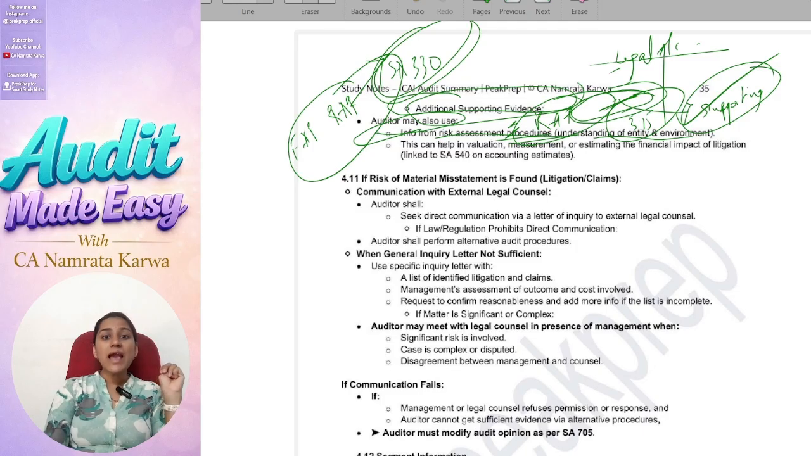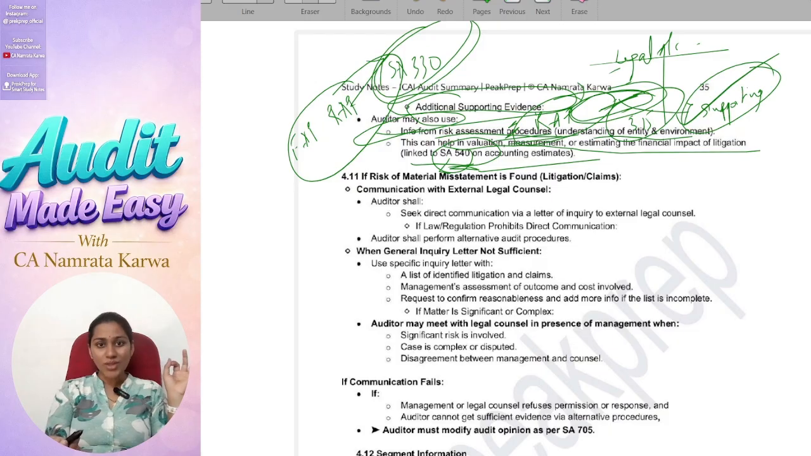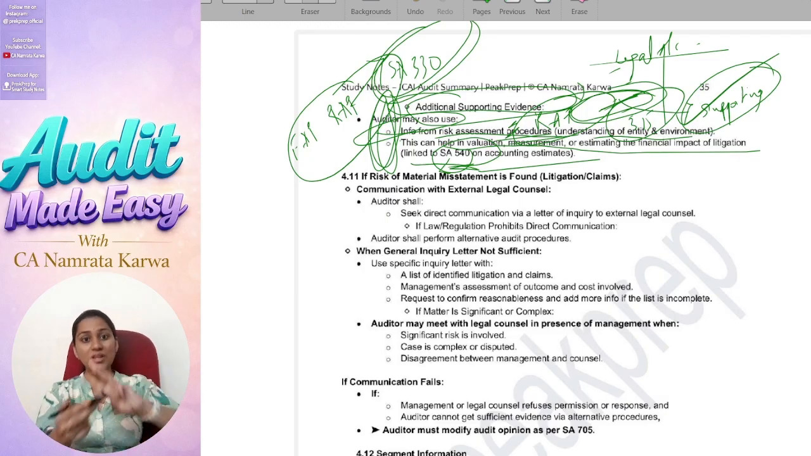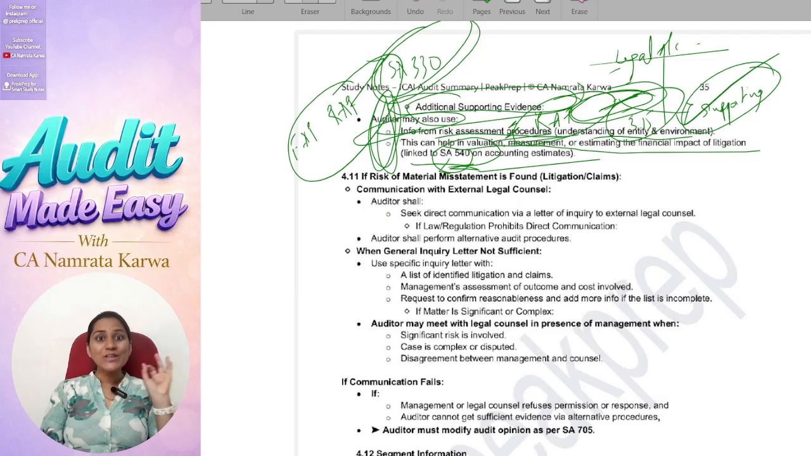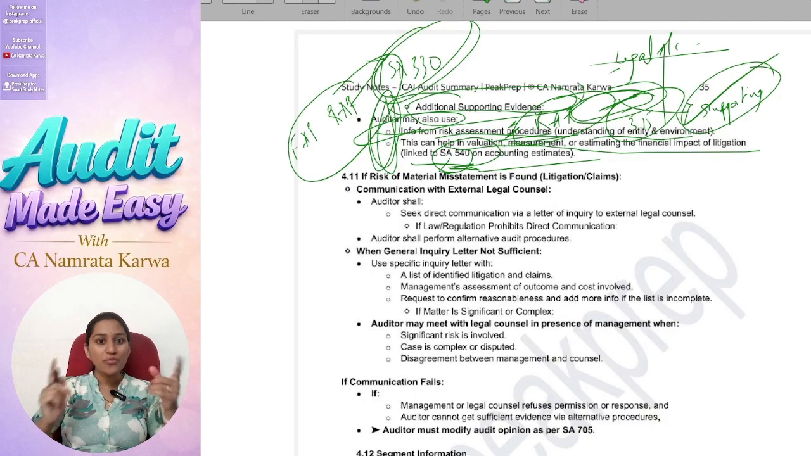Then this can help in valuation, measurement, or estimating the financial impact of litigation, linked to ISA 540 on accounting estimates. So ISA 540 is on accounting estimates. We will be learning ISA 530 later, but note down that one single concept is connected with three ISAs: ISA 315, 330 and also 540. If you understand this concept really well, then while writing an examination, if you mention the references of all the ISAs in your presentation, it will be just perfect and you will be scoring full marks.